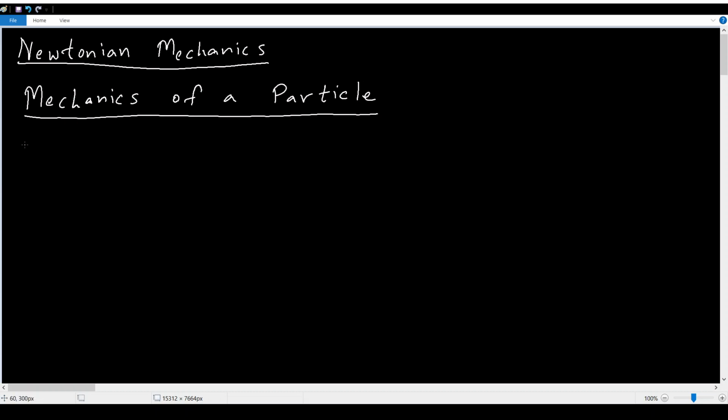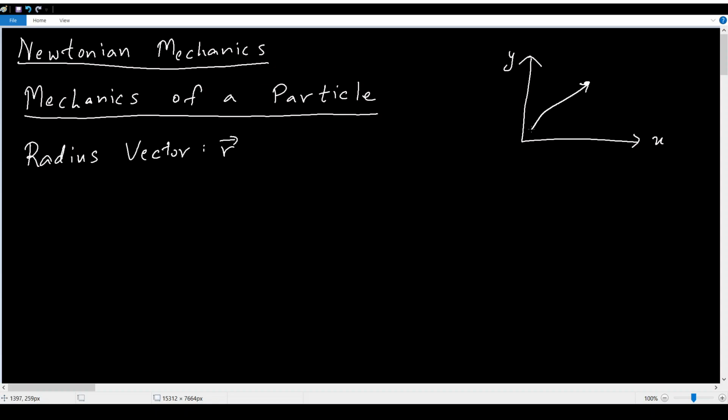To define the position of a particle, we use a vector called the radius vector. So, if we have some coordinate system, and let's say we have a Cartesian coordinate system, then if we have a particle at some point, we'll just make a vector from the origin to wherever the position of the particle is, and that's our radius vector.